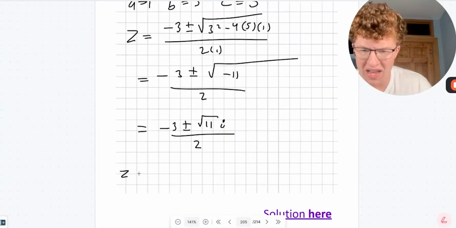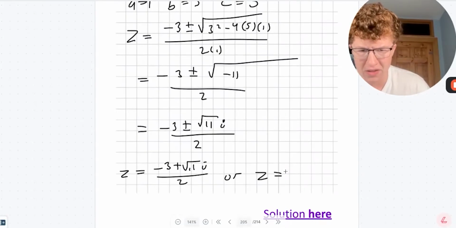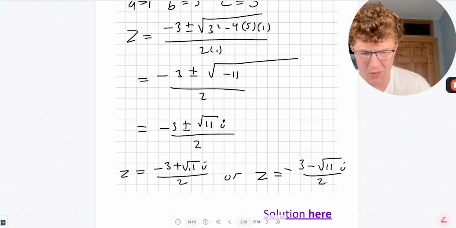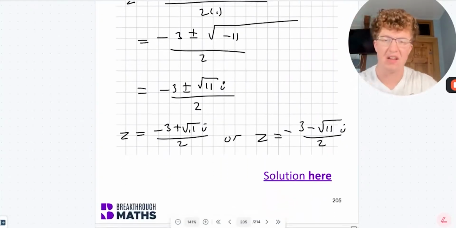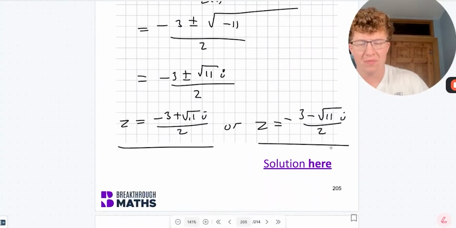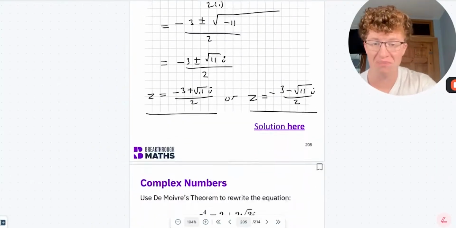So that means z is equal to minus 3 plus root 11 i over 2, or z is equal to minus 3 minus root 11 i over 2. Can you simplify root 11? No, just root 11. So those are your answers. They're complex roots. They don't actually intersect the x-axis.